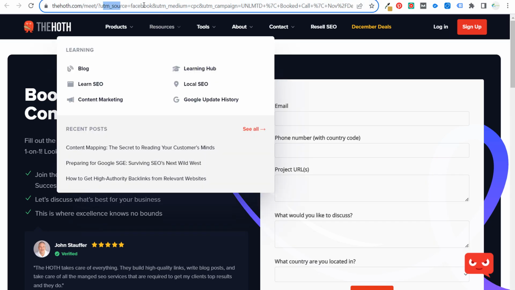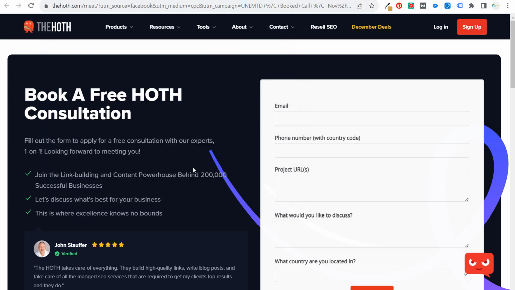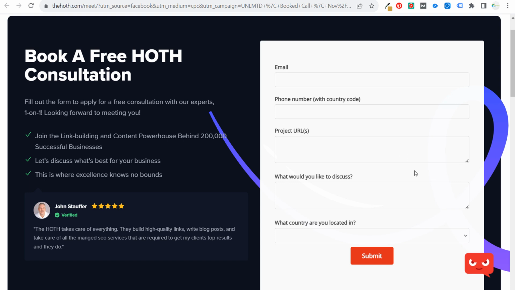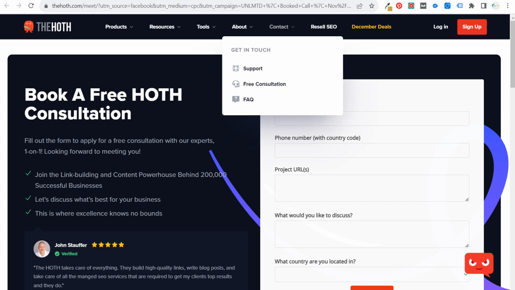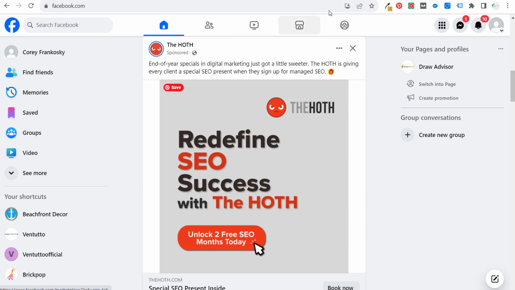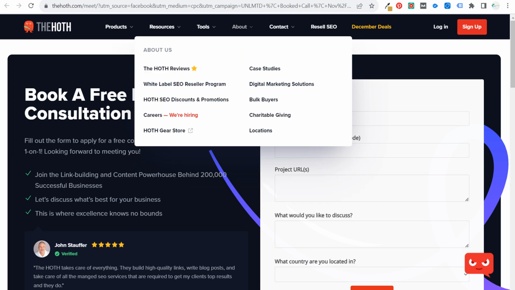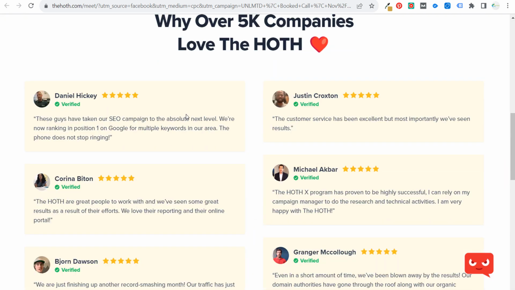You can see they're tracking everything using UTM tracking for their Facebook advertising. So that's good. They're probably tracking this for them as a conversion back into Facebook ads. The one thing here is it's book a free Hoth consultation. I would really highlight the unlock your 2 free SEO months when you fill out this form right now. So trying to get people to fill out the form immediately.